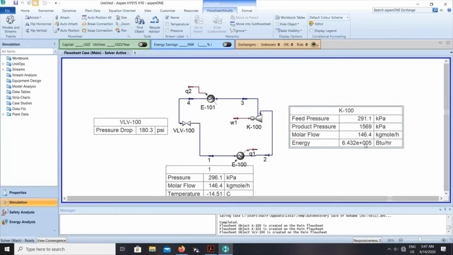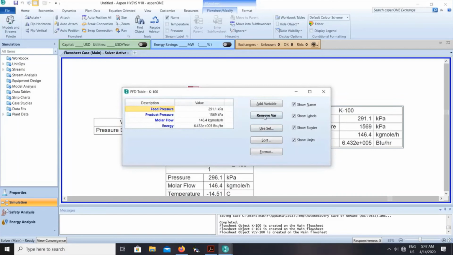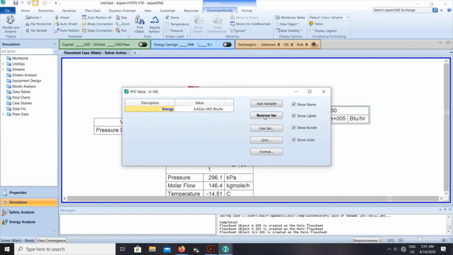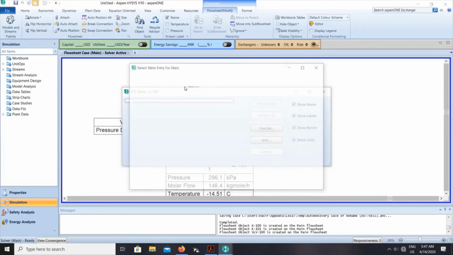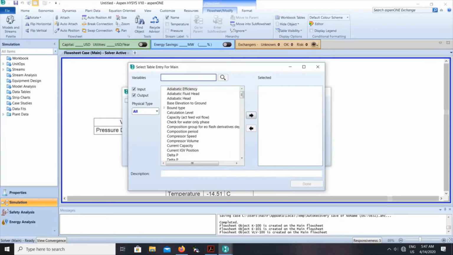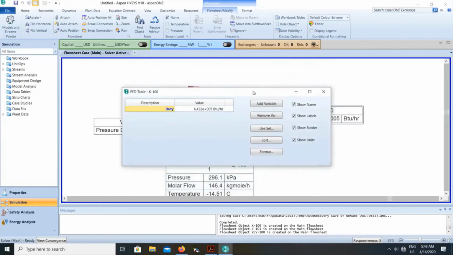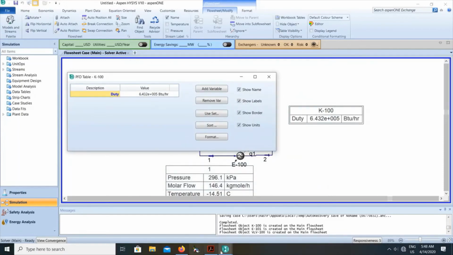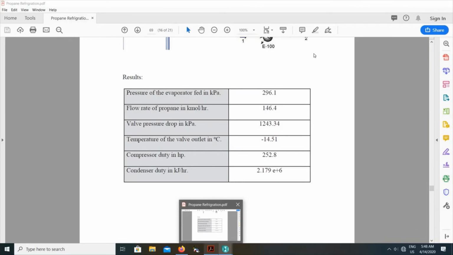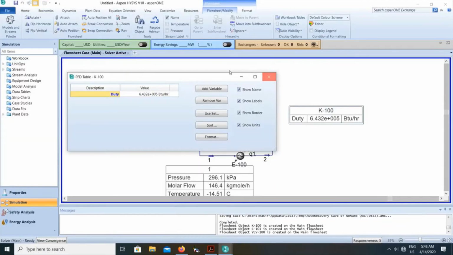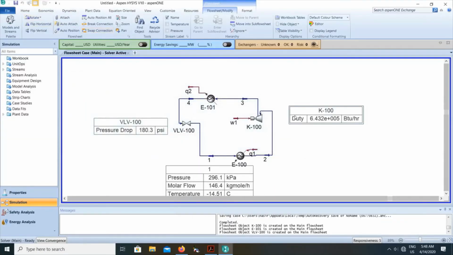So let me add this information like this. Here, in the energy stream, we need to add two things. The first thing is the duty, which will be in BTU per hour. You need to convert this unit in the unit set to kilojoule per hour. And similarly, you need the duty in horsepower, which you can also get: first you change it here and then you can get it here.